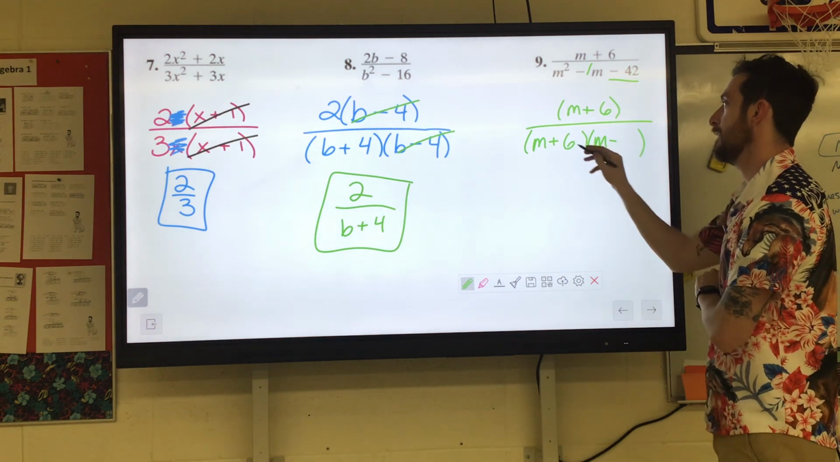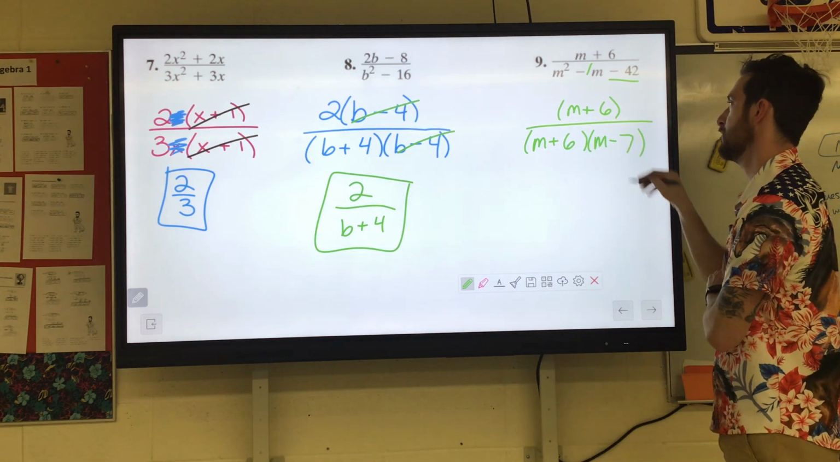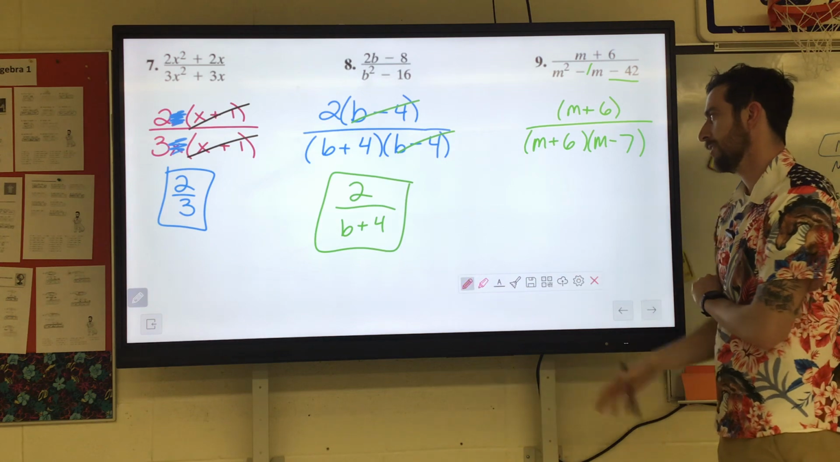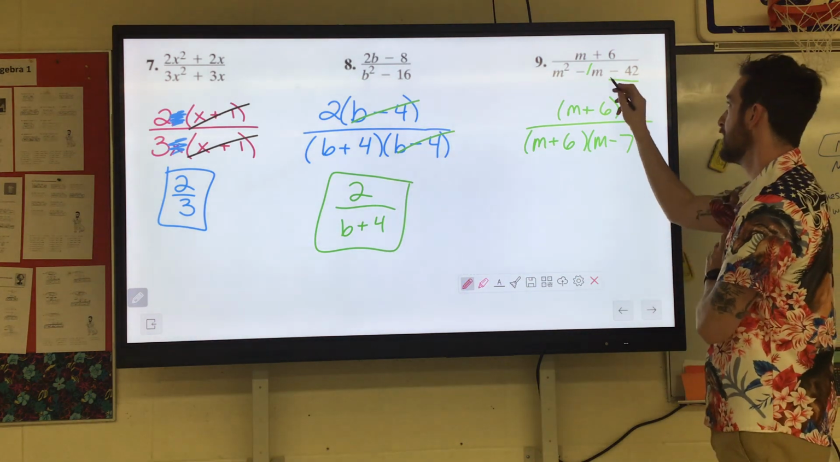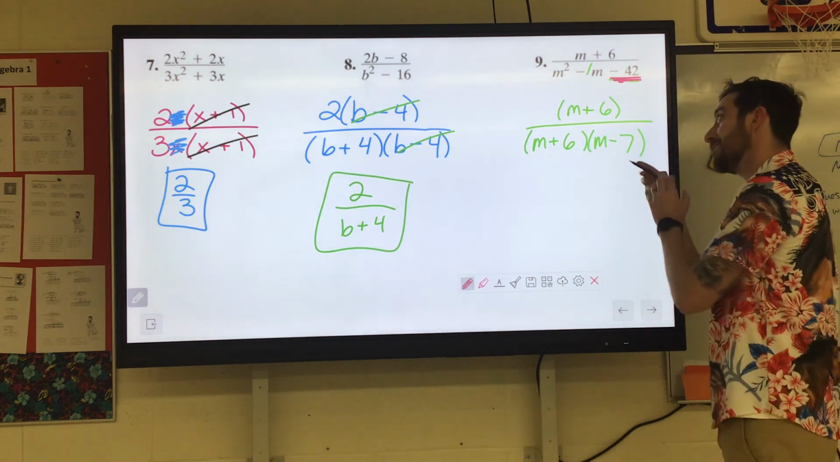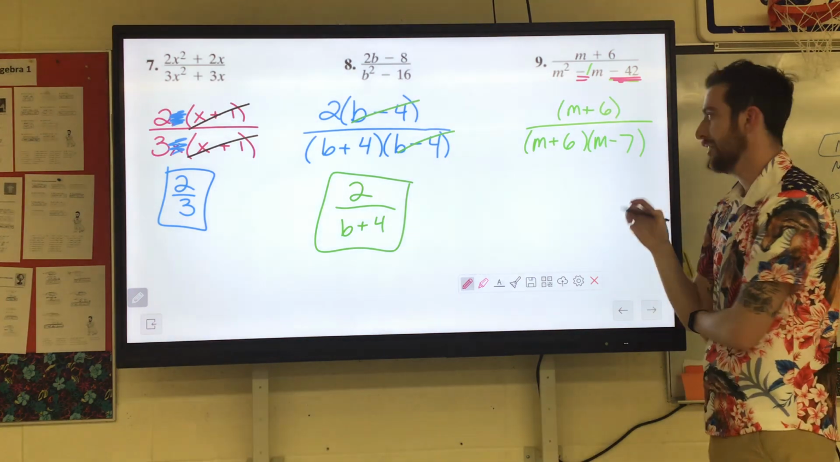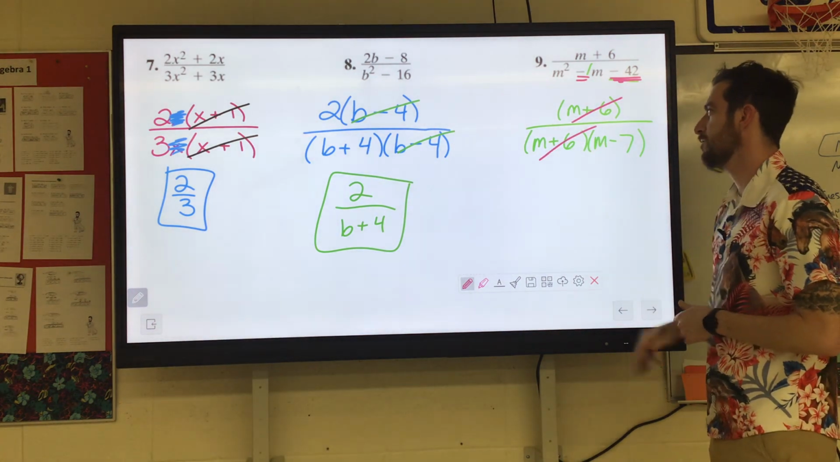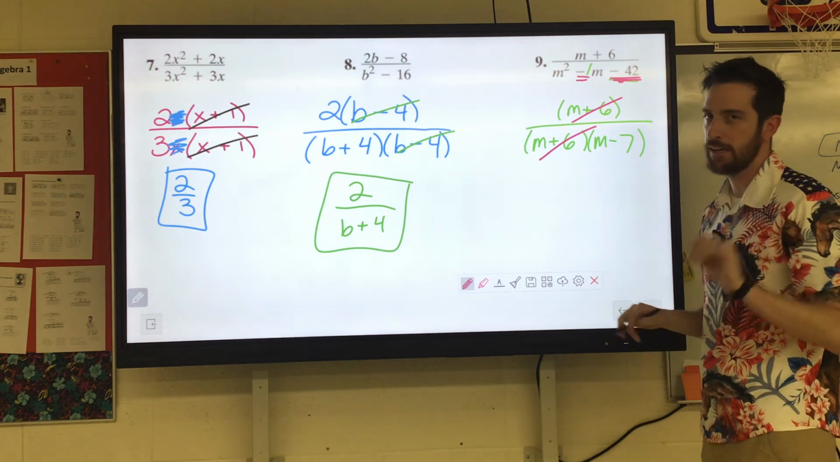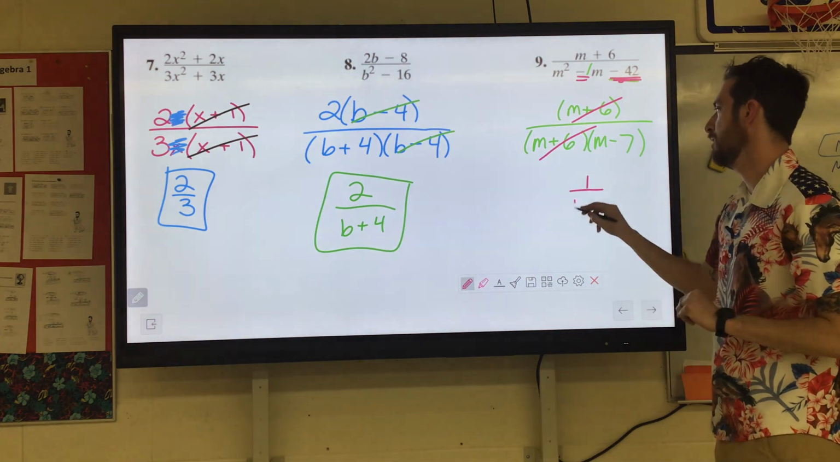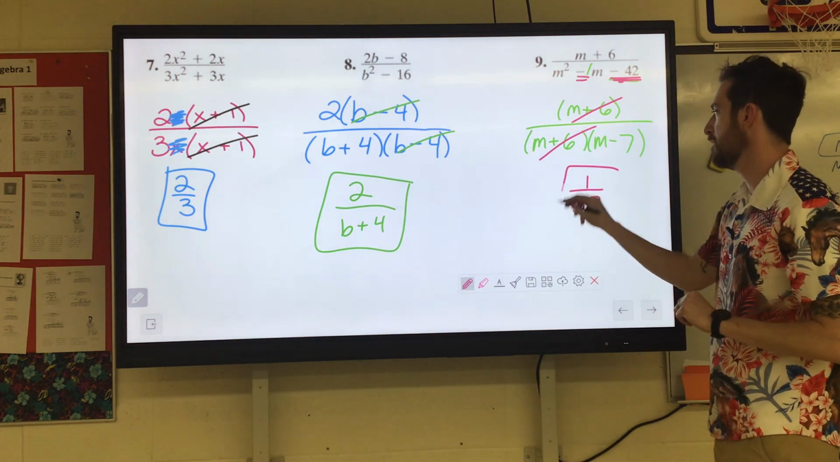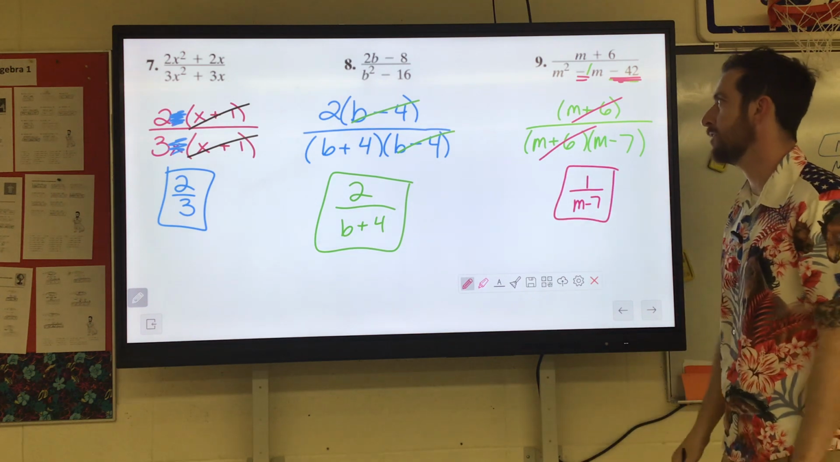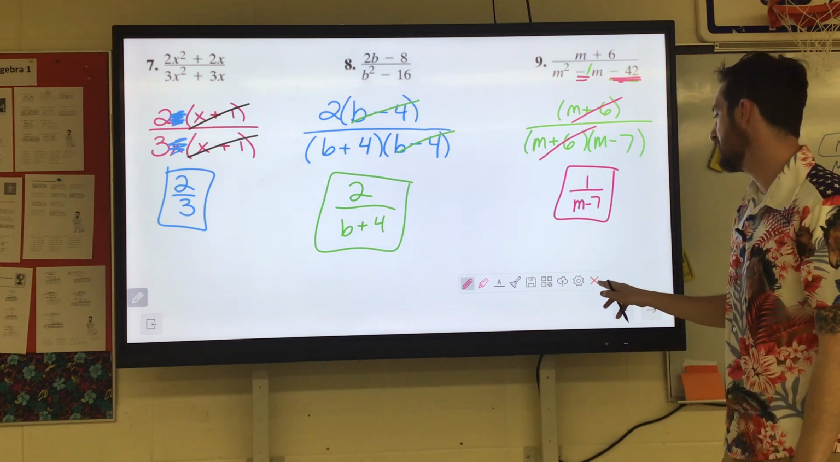To make them add up to negative 1, it'd have to be positive 6, negative 7. Because remember, 6 times negative 7 is negative 42. 6 plus negative 7 is negative 1. Now we can cancel out the m plus 6's. I have nothing in the numerator. You got to put a placeholder of 1 up there. Denominator is m minus 7, and we're having fun. Look at that. That's 9 problems.